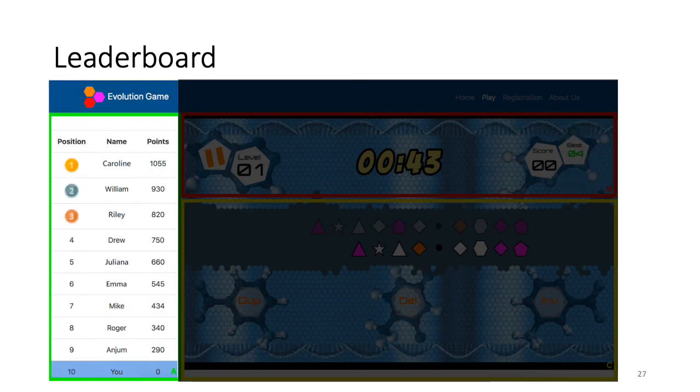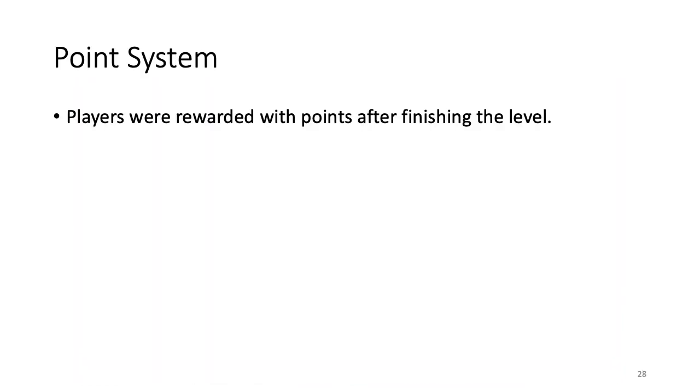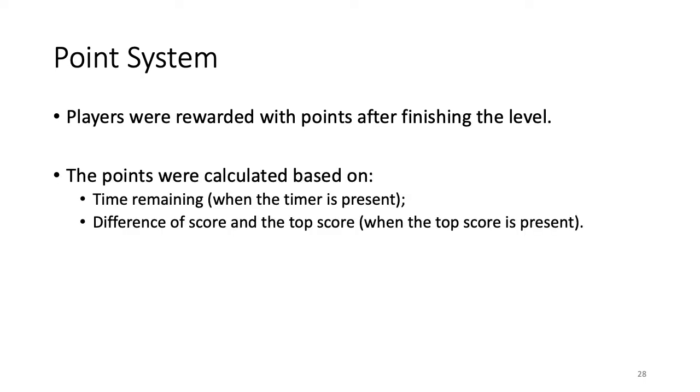The live leaderboard shows the player's position against 9 other simulated players. Points were assigned to simulated players in such a way that each real participant could potentially reach the top of the leaderboard during the game session. The player's position was updated at the end of each completed level. Players were rewarded with points after finishing the level. The points were calculated based on the time remaining when the timer is present, and the difference between the score and top score when the top score is present.